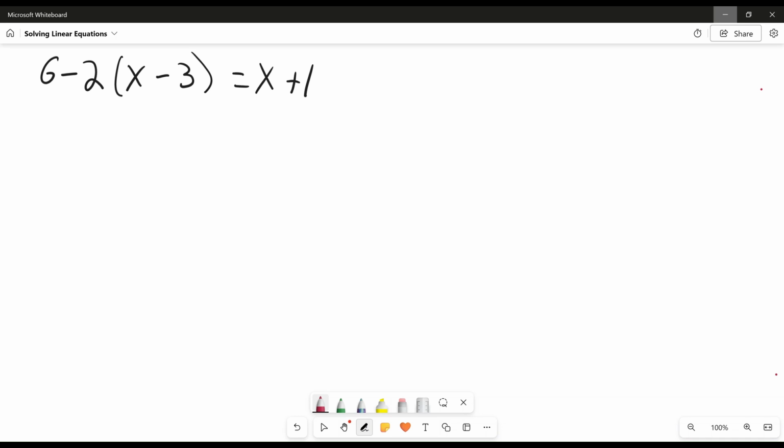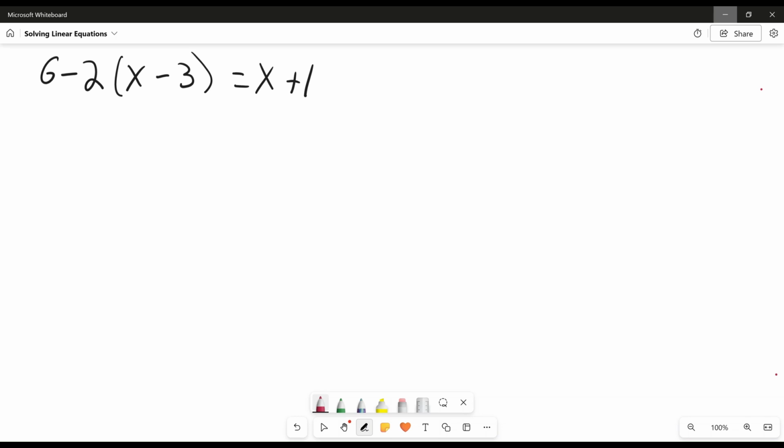Here's another problem that I would like you to pause the video, work on it on your own, and then come back and see how you did. So go ahead, pause the video, and try to solve for x. So how would you solve for x here?